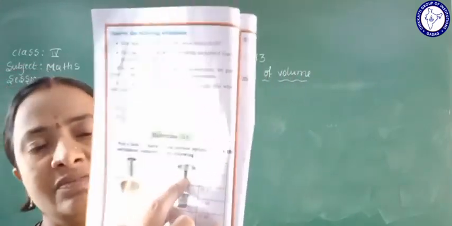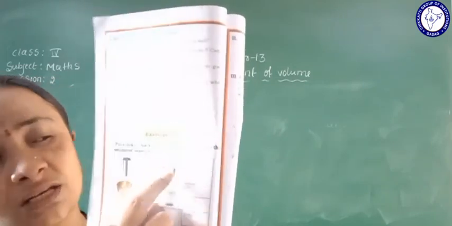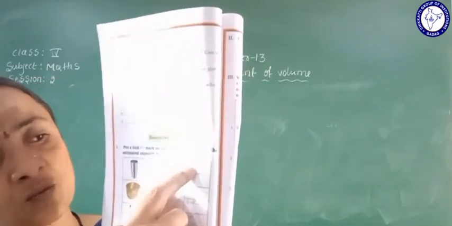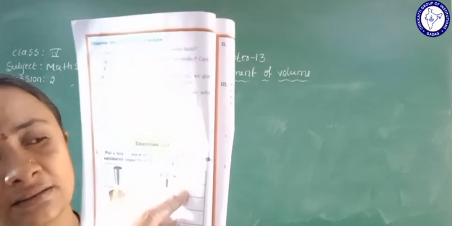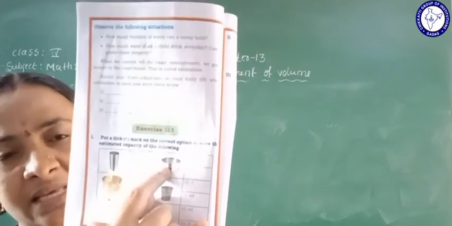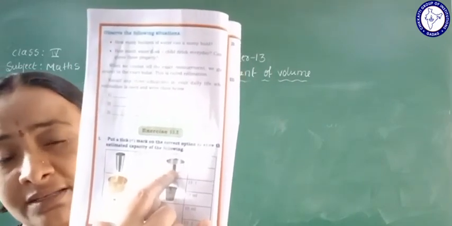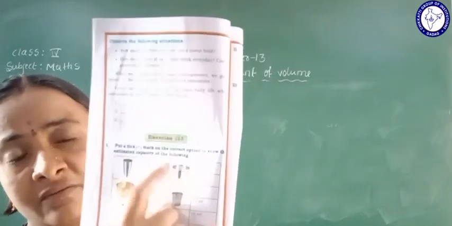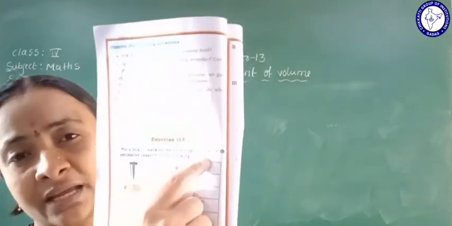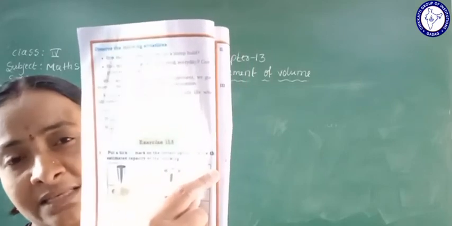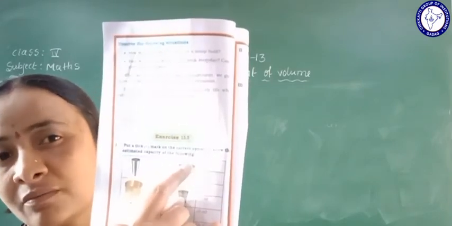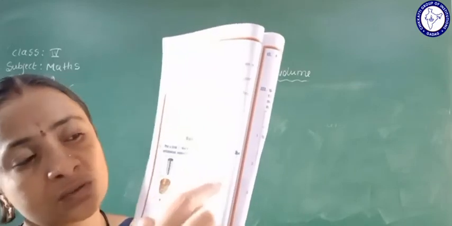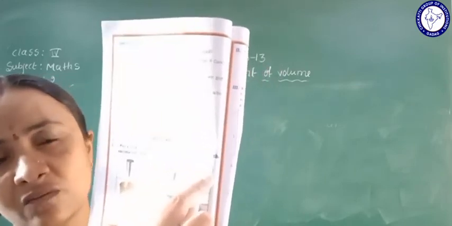Next one, this vessel is given here. So this vessel's capacity is 1 liter or 8 liters. See the vessel and its capacity to fill, is it 1 liter or 8 liters? You can see the things and we will tell how much capacity is there. So this container's capacity is only 1 liter.